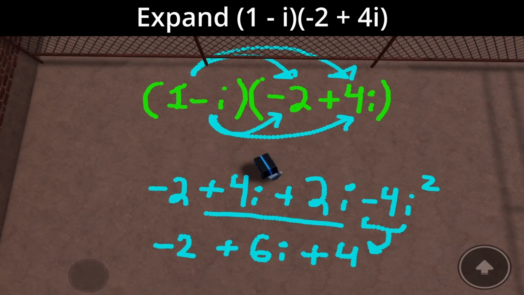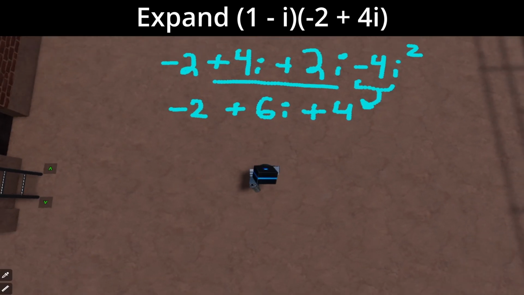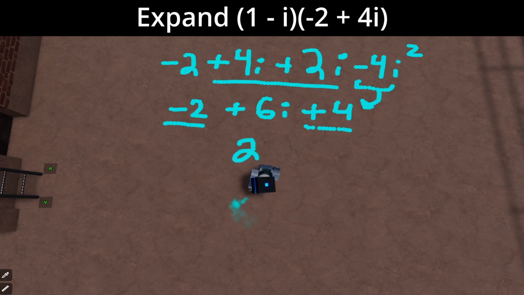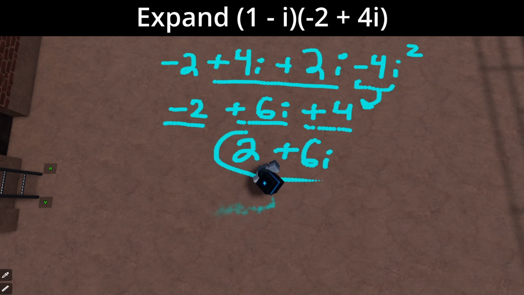And then now we can simplify this even more. Minus 2 plus 4 is just equal to positive 2. And the 6i, we can't simplify that anymore because there's no more i's to add it with. So it's just 6i. And then that's our answer.